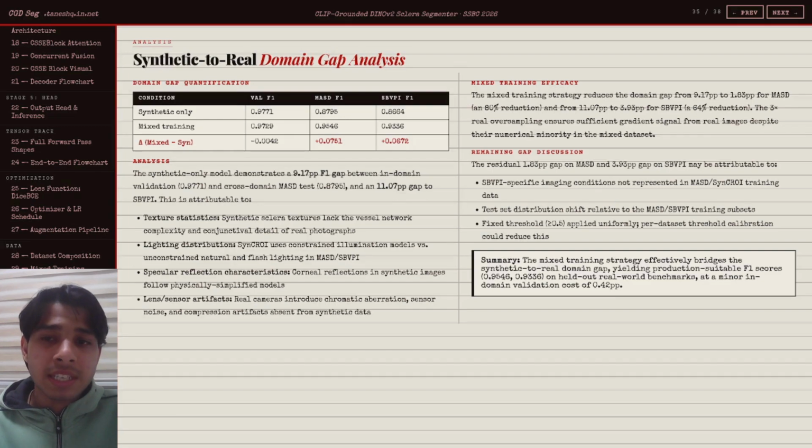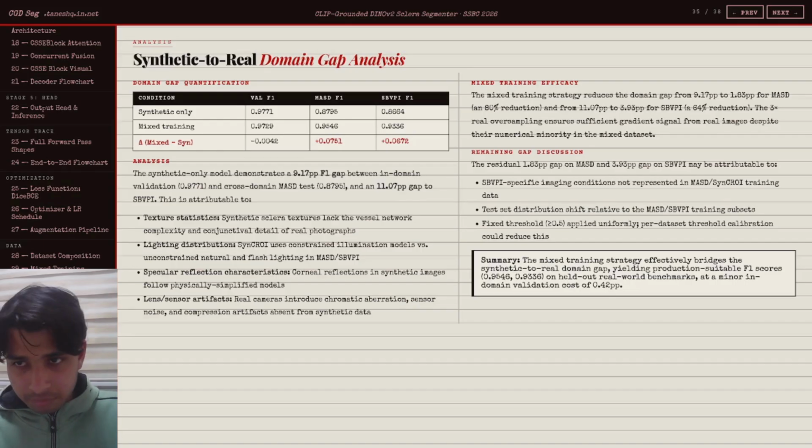The remaining gap discussion is at the bottom. It's honest about what's left. A per dataset threshold instead of the fixed 0.5 we used across the board would likely close most of it. That's a known next step.